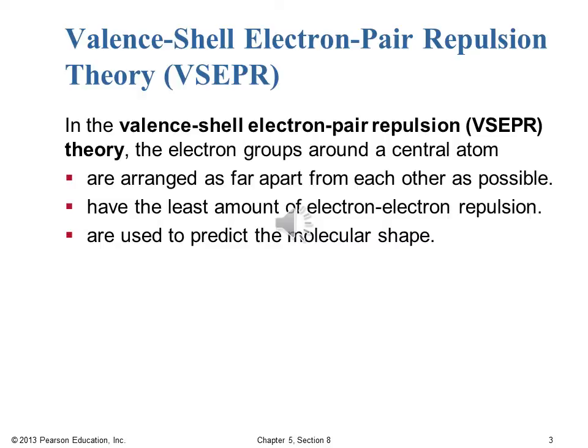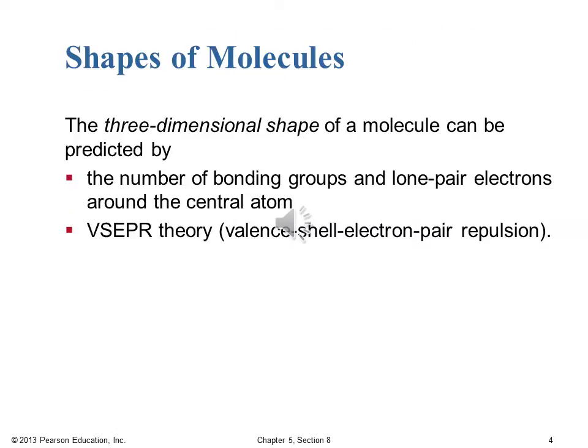Finally, we can use this ideal arrangement of the electron groups around the central atom to predict our overall molecular shape. And here we see it in italics, right? The 3-dimensional shape of the molecule can be predicted by looking first at the number of bonding groups and lone pair electron groups around the central atom, and then applying this VSEPR theory, which gives us a framework of what we should expect for a given number of groups around any central atom.